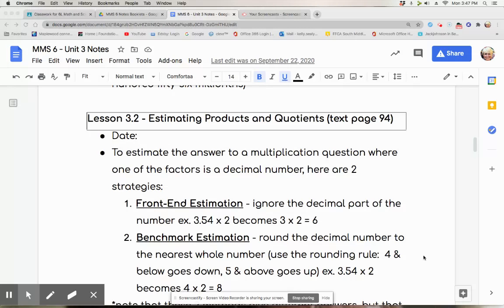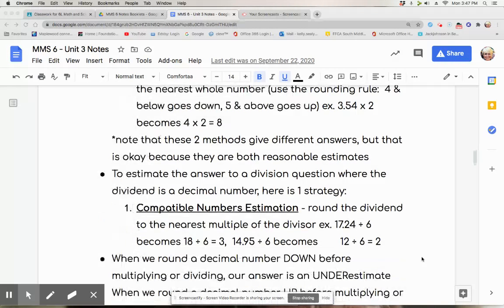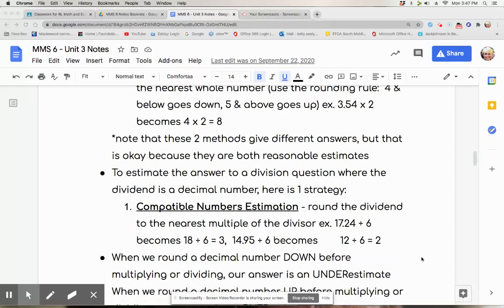Benchmark estimation is a second way. Here we round the decimal number to the nearest whole number. We use our rounding rule: if it's 4 and below, it goes down; if it's 5 and above, it goes up. So this time, 3.54 times 2 would round up to 4 times 2 to get 8. Note that these 2 methods give different answers, but that's okay because they're both reasonable estimates.